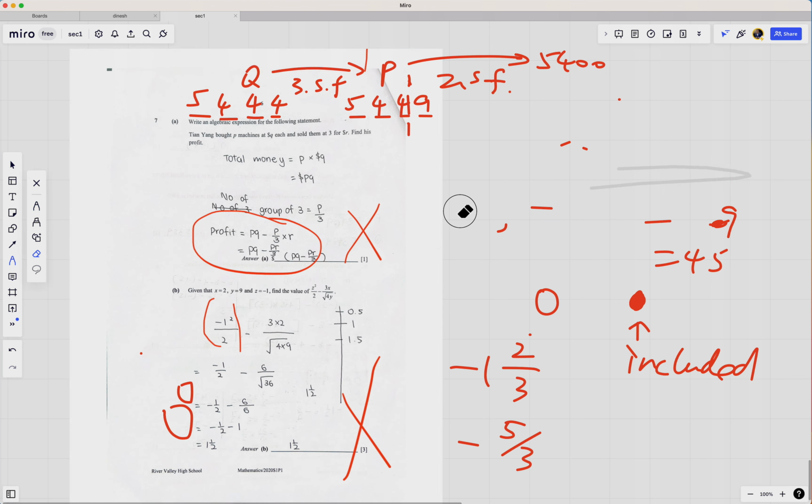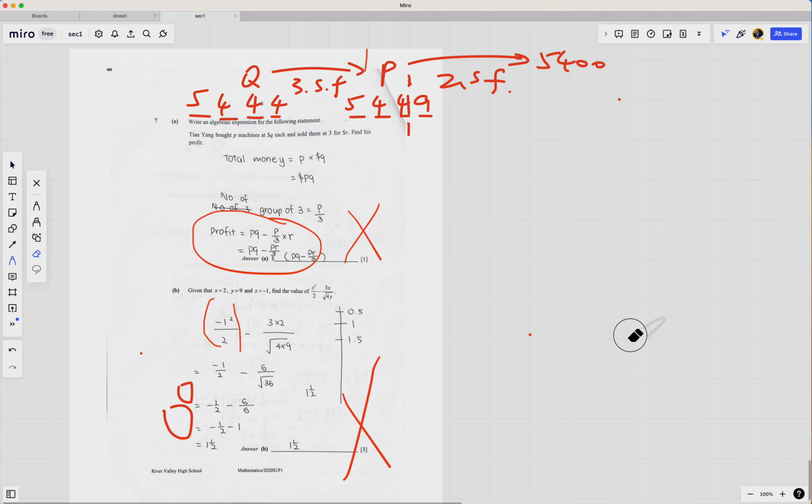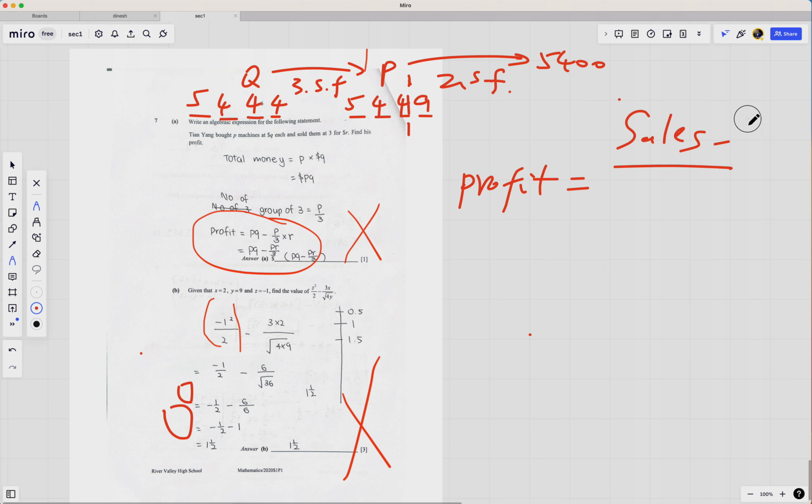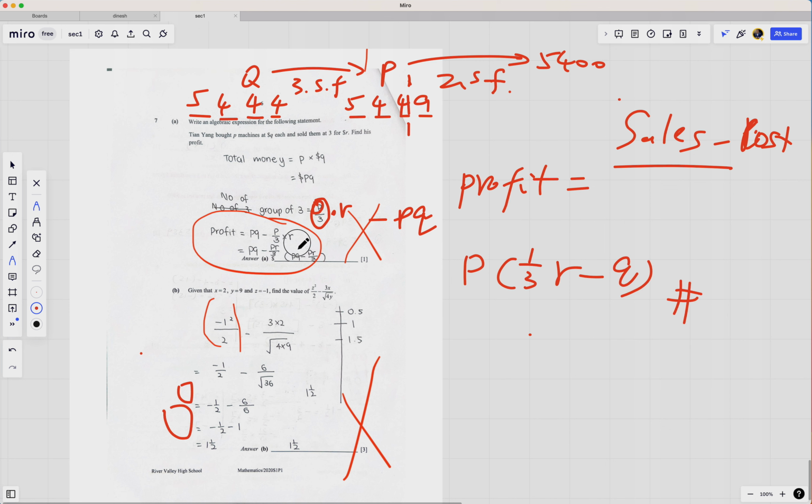Okay, then for this one, I think you also mistakenly read the question. How do you get the profit? Profit is the sales ending minus the sales front, minus the front price, right? Or the cost, right? Yes. So therefore, you should take this P/3 times the R, then minus PQ. Of course, in this case, you can take out the P because it's a common factor. So it's 1/3 R minus the Q. So this is the final answer. Yes. But you did not take out the common factor. Yeah, I forgot.